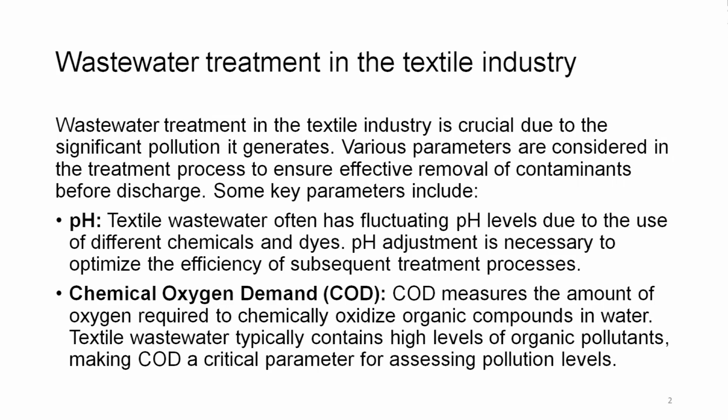Some key parameters include pH. Textile wastewater often has fluctuating pH levels due to the use of different chemicals and dyes. pH adjustment is necessary to optimize the efficiency of subsequent treatment processes. So, this we have spoken quite in depth in the previous few lectures also, that pH adjustment is a must in order to proceed for the treatment process.